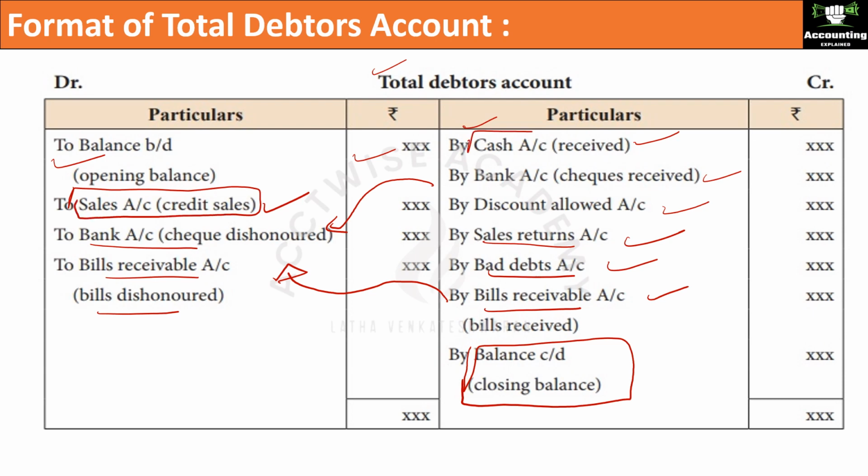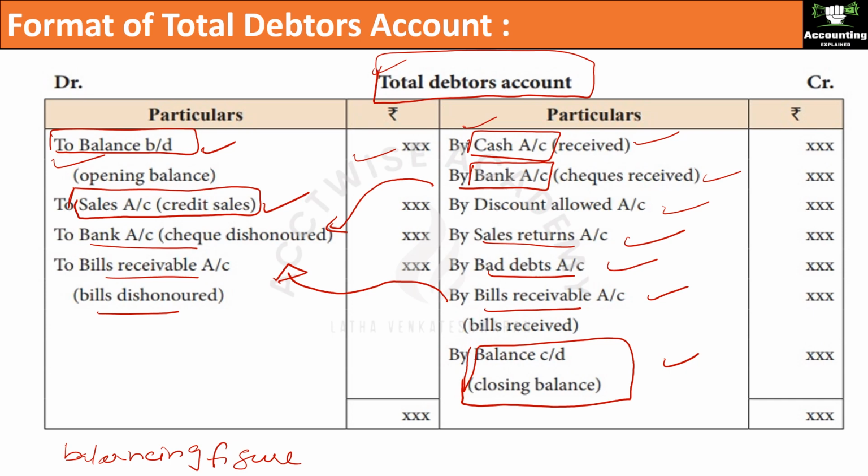Okay. So if any of these figures, like credit sales, cash received, bank account check received, closing balance or opening balance, if any one of these balances is missing, then that can be found out as the balancing figure, by preparing the total debtors account.